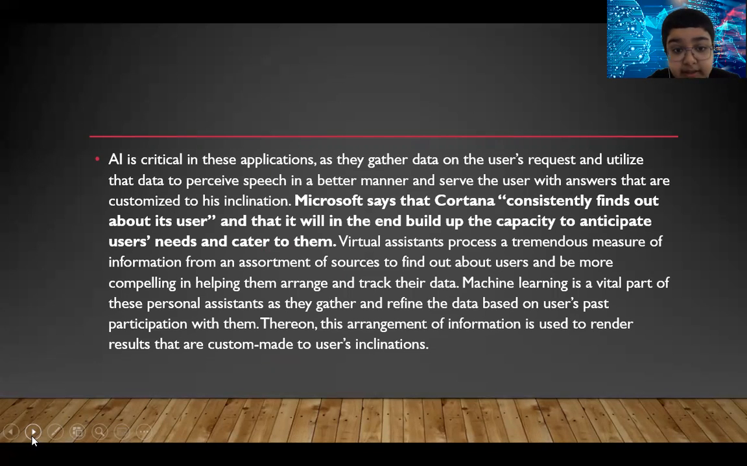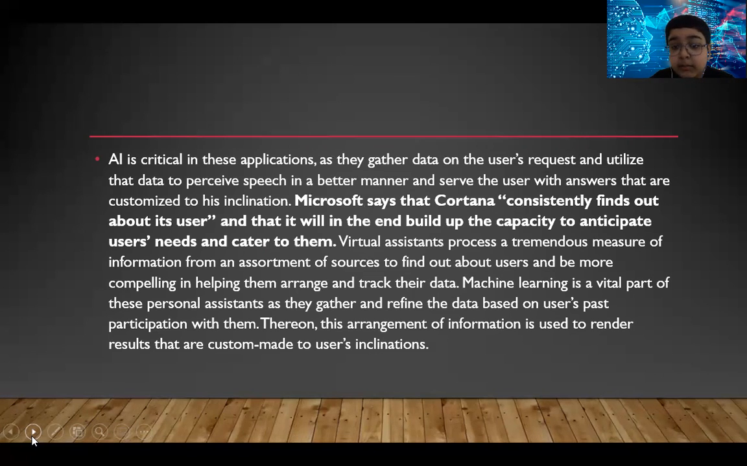AI is critical in these applications as they gather data on the user's request and utilize that data to perceive speech in a better manner and serve the user with answers that are customized to his inclination. Microsoft says that Cortana consistently finds out about the user and that it will help to build up the capacity to anticipate users' needs and cater to them.